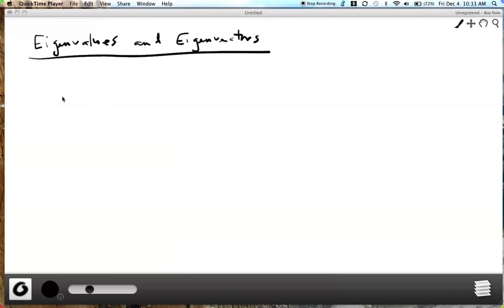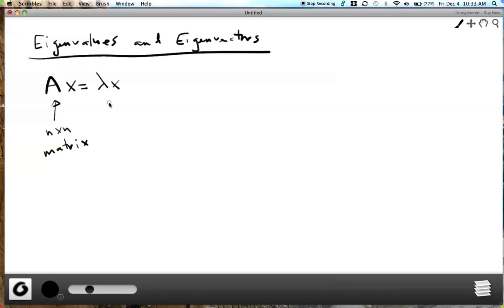Okay, today we're going to talk about eigenvalues and eigenvectors. In general, the equation that we're interested in is this one, Ax equals lambda x. Here A is an n by n matrix. x is a vector in Rn, and lambda is just a scalar.